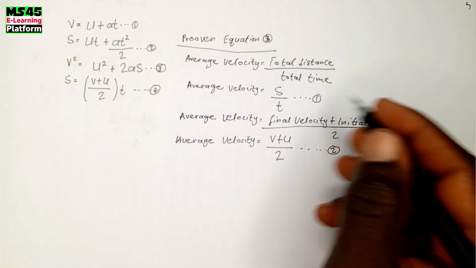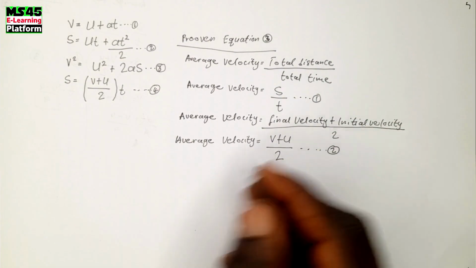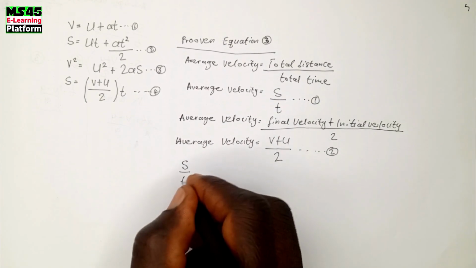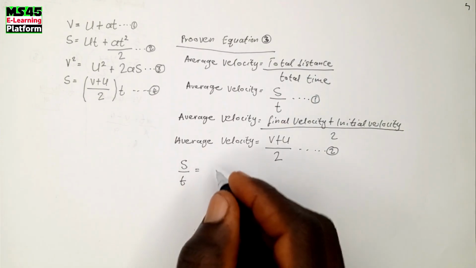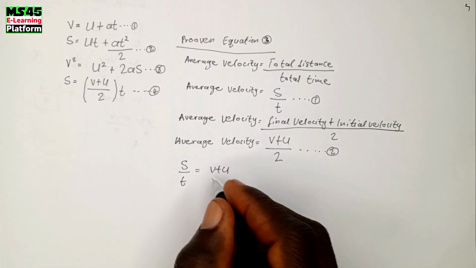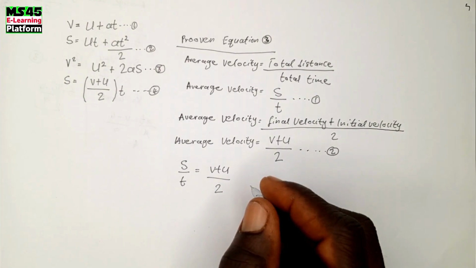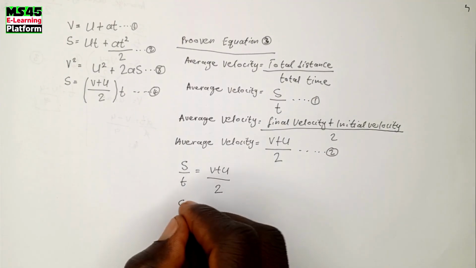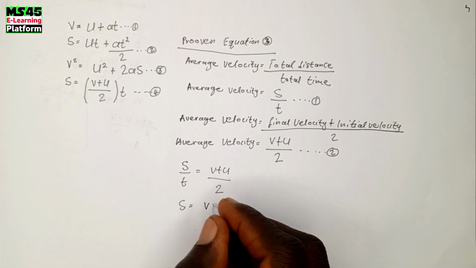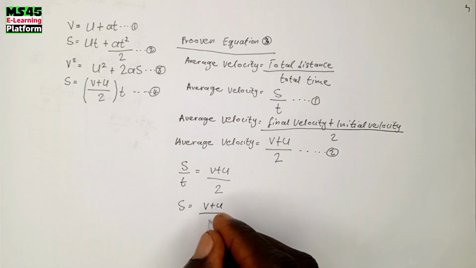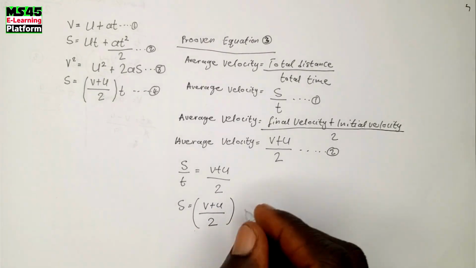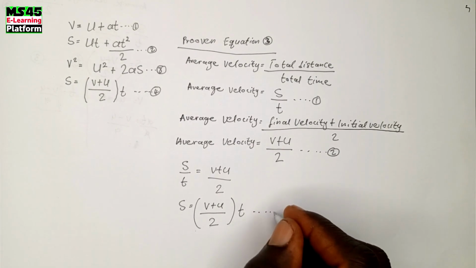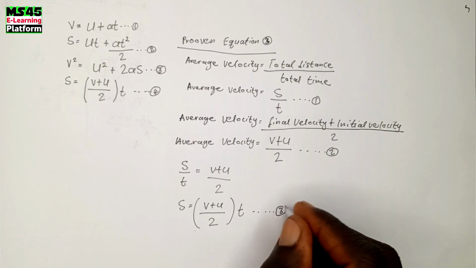So to this, let us compare equation 1 and equation 2. So we are going to have S on T equals V plus U on 2, right? So let us make S the subject. So S will be equals to V plus U on 2 times t, right? So this one can also be named as equation 3.